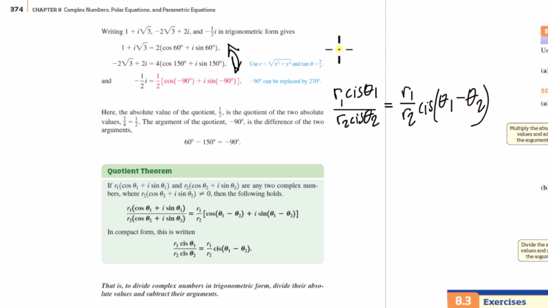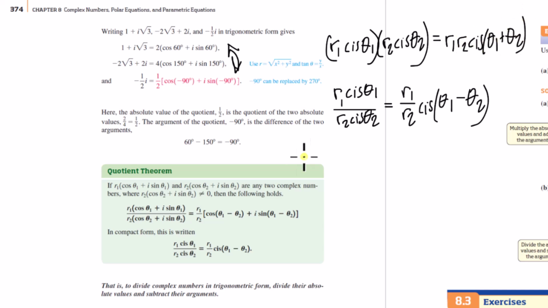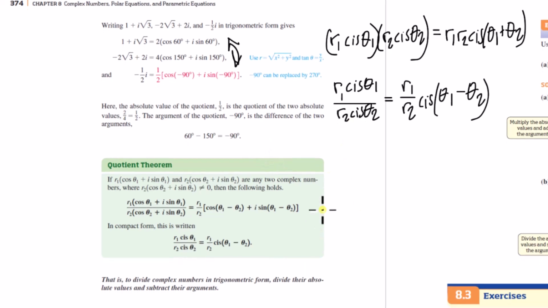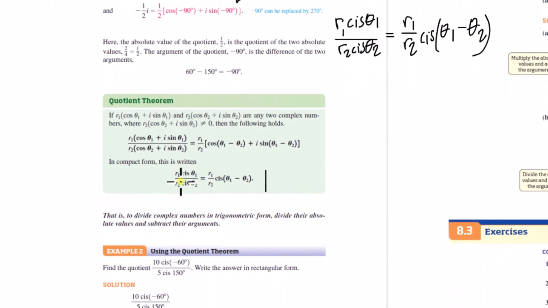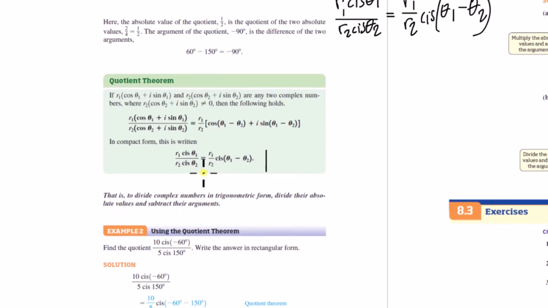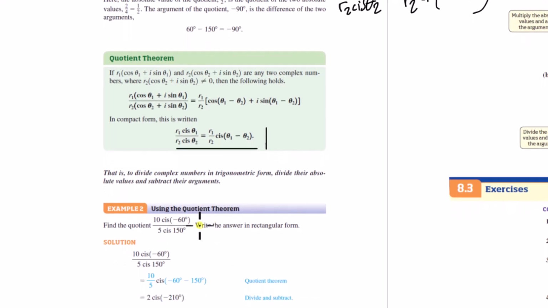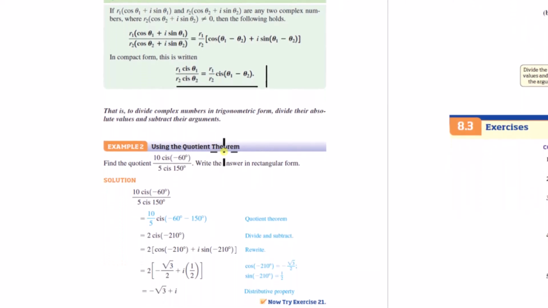Whereas for the product theorem, R1 cis theta 1 times R2 cis theta 2 was equal to R1 R2 cis theta 1 plus theta 2. And so that's the quotient theorem. You see, dividing two complex numbers in polar form, you get this here. So it's really simple for multiplying and dividing complex numbers in polar form.